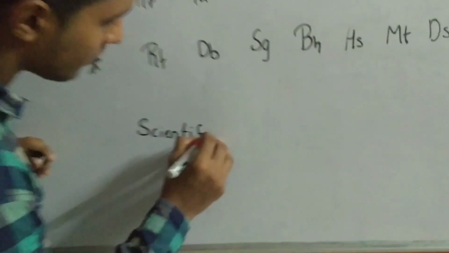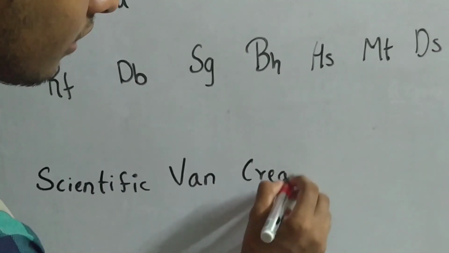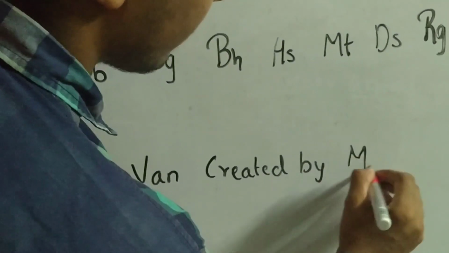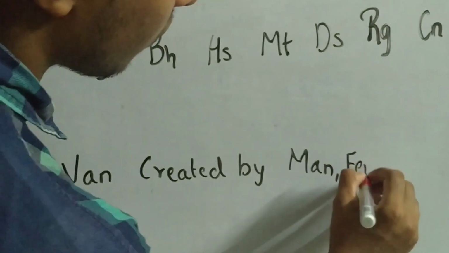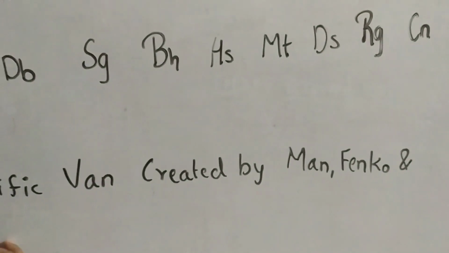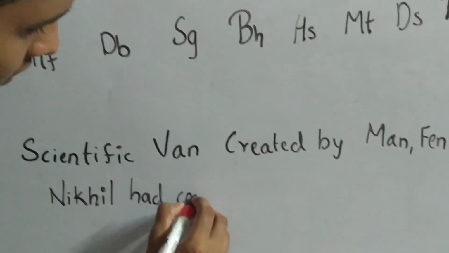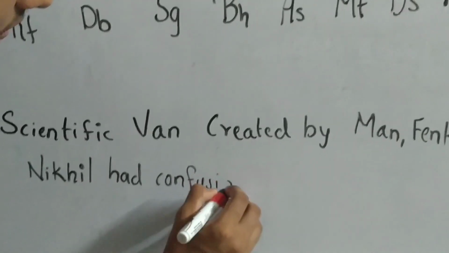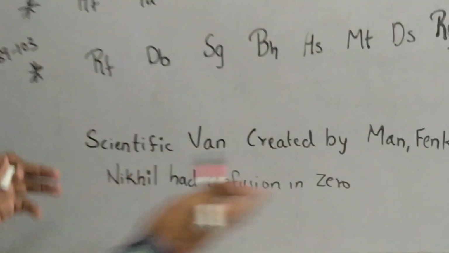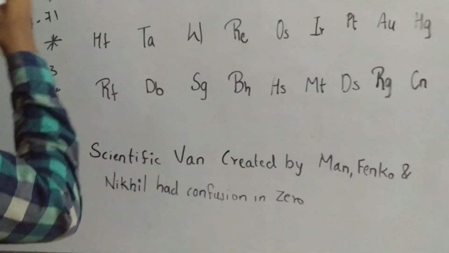Scientific van created by Man Fenko and Nikhil had confusion in 0. So this particular line contains the entire symbols of these elements, starting with scandium and ending with zinc.